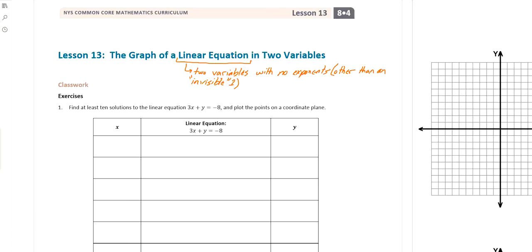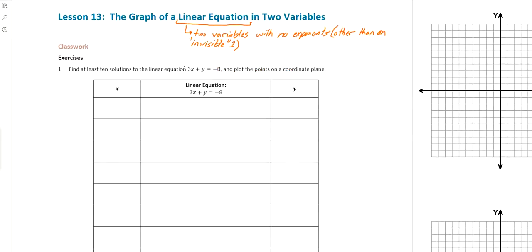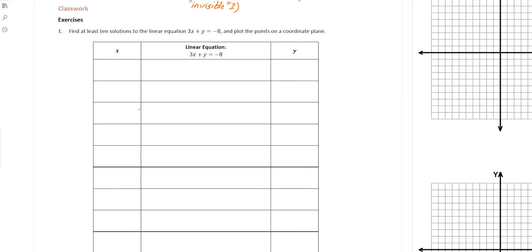Going on from there, let's get into exercise 1. It says, find at least 10 solutions to the linear equation 3x plus y equals -8 and plot the points on a coordinate plane. We have our coordinate plane on a separate sheet of paper. Let's get into our table where we'll pick our 10 points.